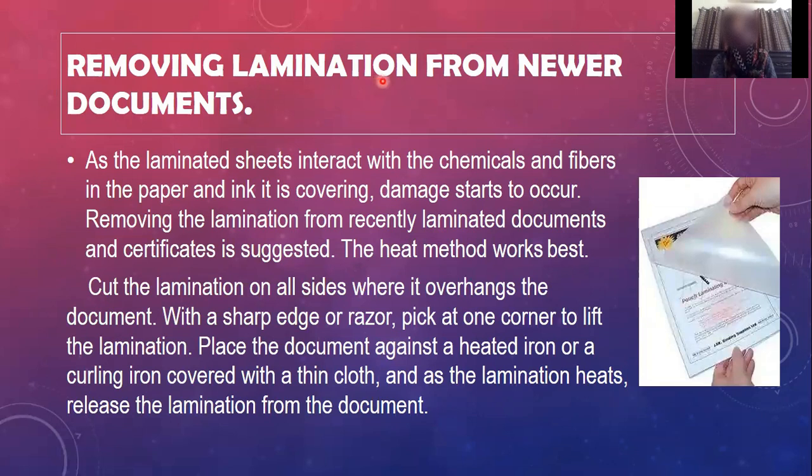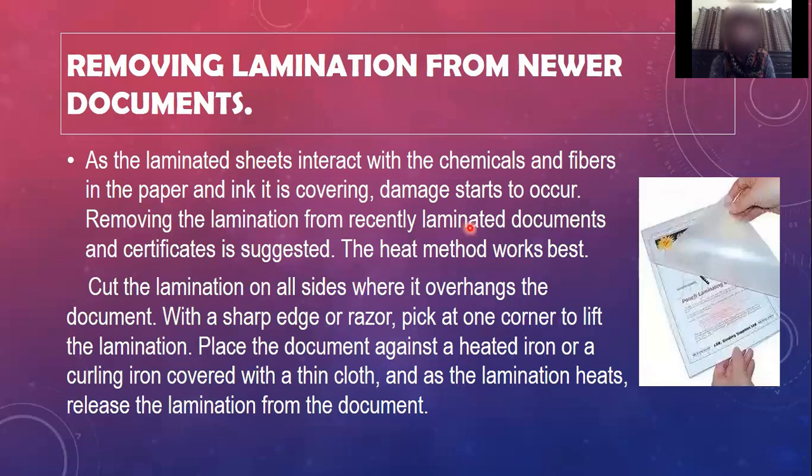First of all, we have removing the lamination from a newer document. As the laminated sheet interacts with the chemicals and fibers in the paper and the ink in it, damage starts occurring. As we know, there are chemicals in the paper or in the ink which start damaging the paper. So we have to remove the lamination from the paper.